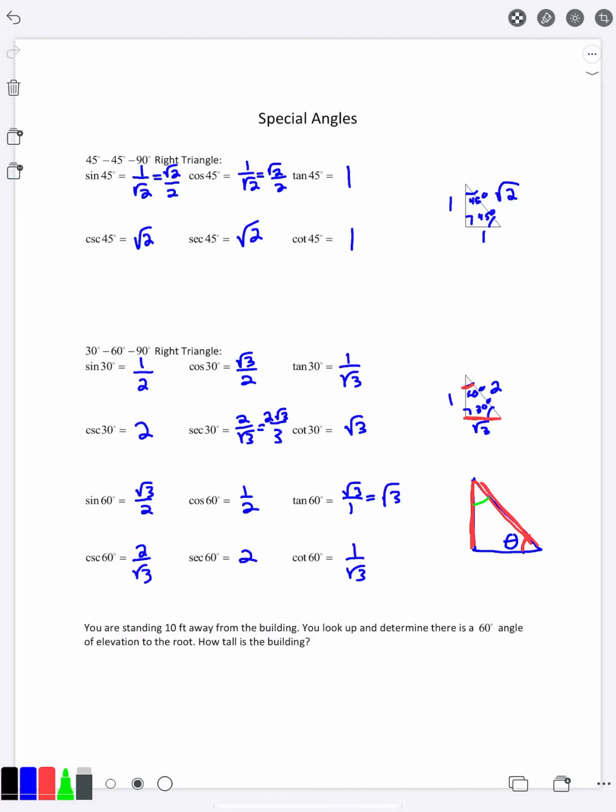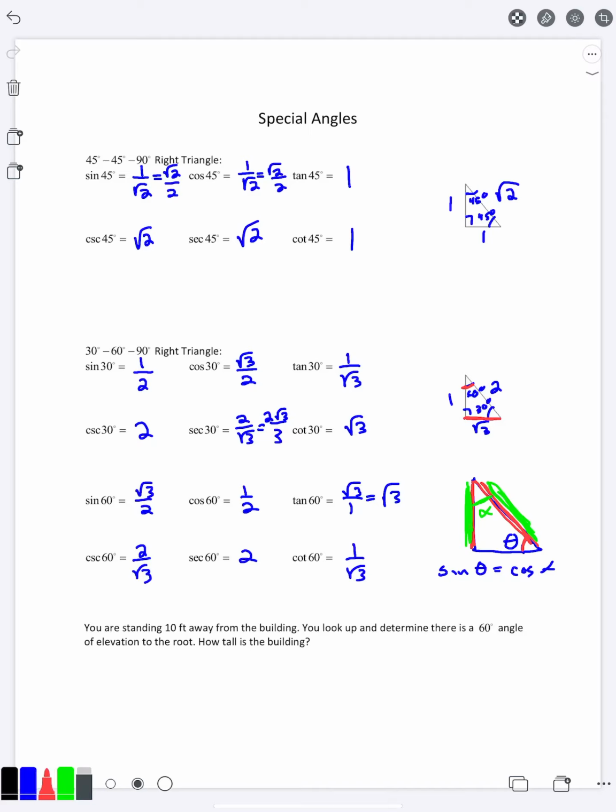Now I'm going to call this, I don't know, alpha. It's a different angle. And if I wanted to find cosine of alpha, it would be adjacent over hypotenuse. And notice how we're using the same two sides to calculate that. So what that means is that sine of theta is the same as cosine of alpha.